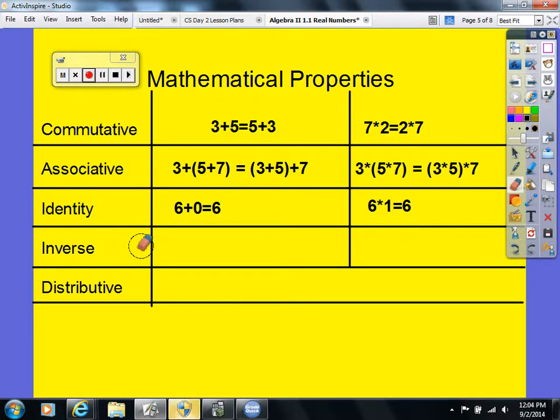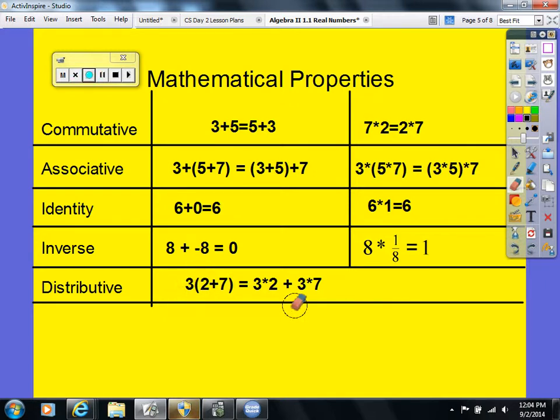So now let's discuss inverse. Inverse is what numbers can I put together to get my identity number back. So for addition, I need opposite numbers, like 8 and -8. Whereas for multiplication, I need inverse numbers, 8 and 1/8. And our distributive property uses two operations, usually multiplication, and then either addition or subtraction. What we do is we distribute the 3 to both the 2 and to the 7 to get the correct answer.